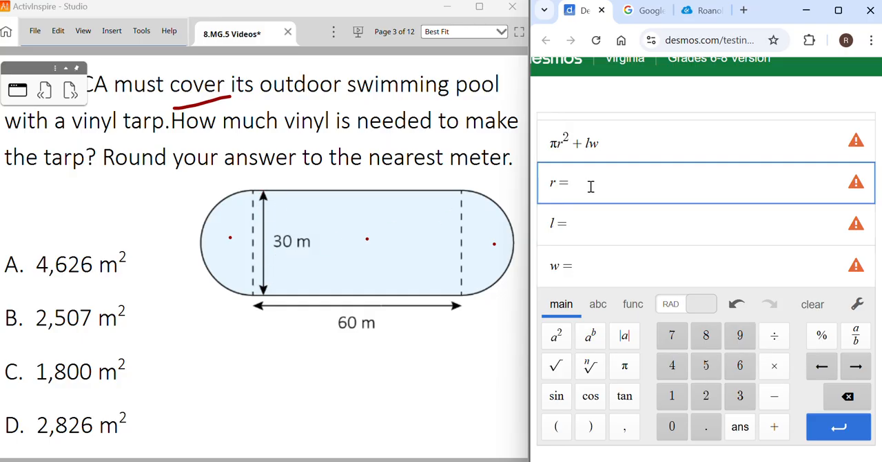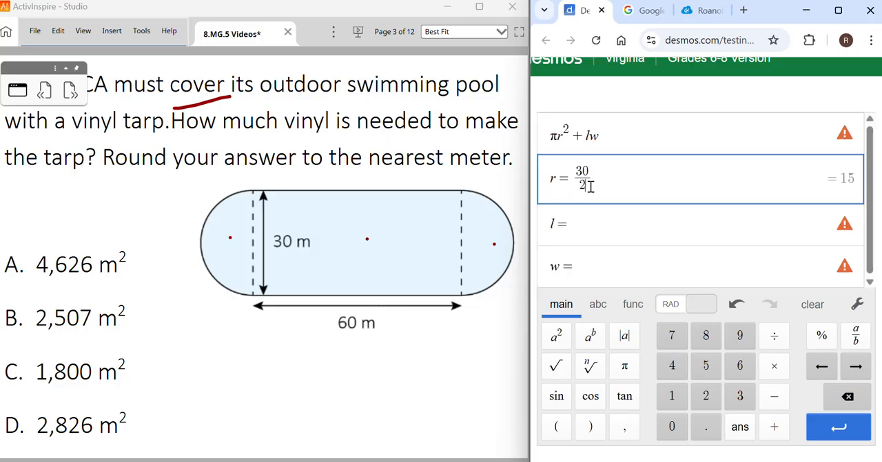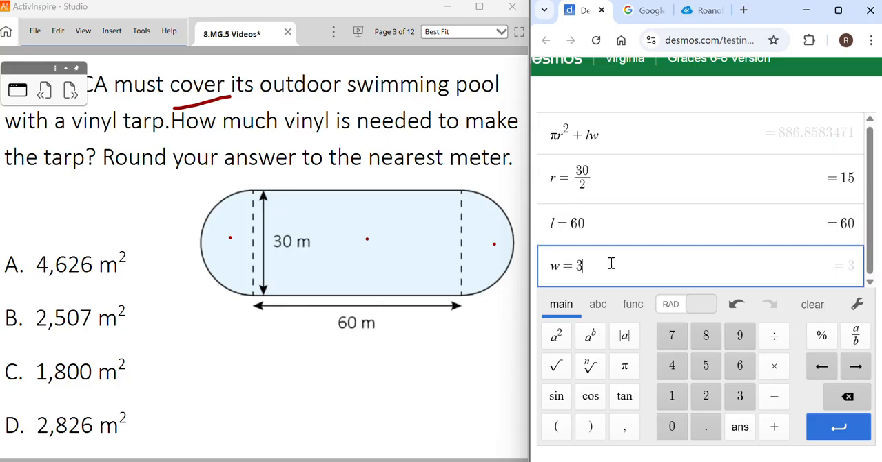So to make it a radius, we have to take the diameter and divide it by 2, which gives us a radius of 15. The length of this rectangle is 60, and the width is that end of the rectangle, which is 30. And when you put that all into your calculator, you get 2,507 meters squared. And I rounded it to the nearest meter. So there's your answer right there.